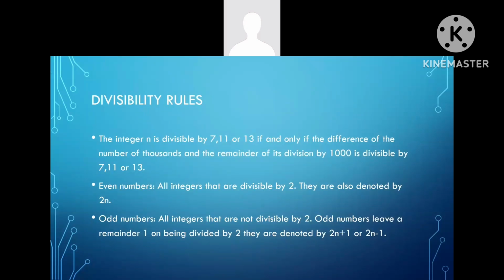Let's discuss another divisibility rule. The integer n is divisible by 7, 11 or 13 if and only if the difference of the number of thousands and the remainder of its division by 1000 is divisible by 7, 11 or 13. Even numbers are all integers that are divisible by 2; they are denoted by 2n. Odd numbers are all integers that are not divisible by 2; odd numbers leave a remainder 1 on being divided by 2. They are denoted by 2n plus 1 or 2n minus 1.